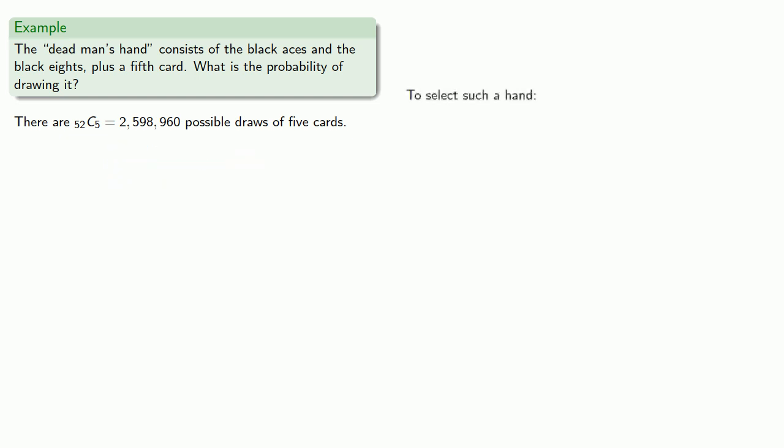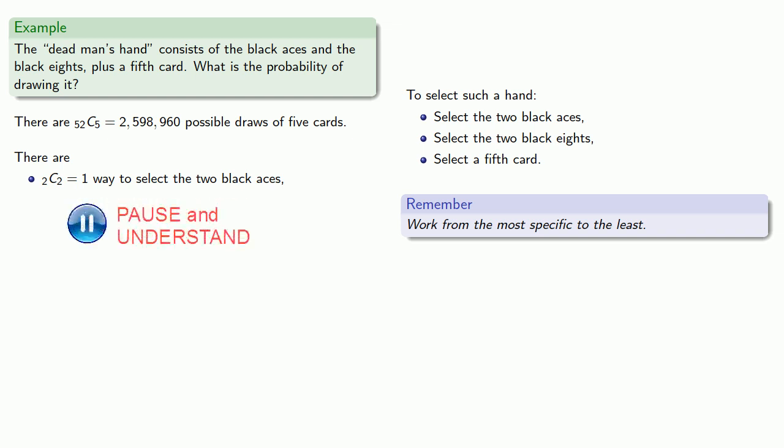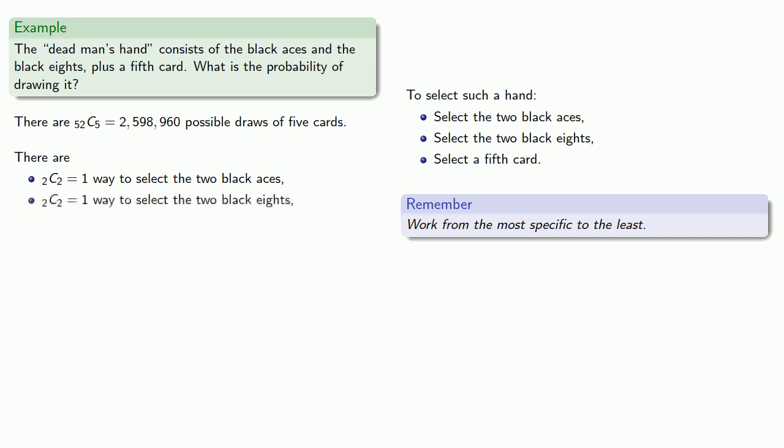Now, to select such a hand, we need to select the two black aces, select the two black eights, and select a fifth card. Now, while we can make these selections in any order that we want to, it's helpful to work from the most specific to the least. So if I want to select those two black aces, well, there's only two black aces in the deck, so I have to choose both of them, and so there's 2 choose 2, one way to select the two black aces. To select the two black eights, well, there's again only two black eights, so I have to select both of them, so there's 2 choose 2, one way to select the two black eights.